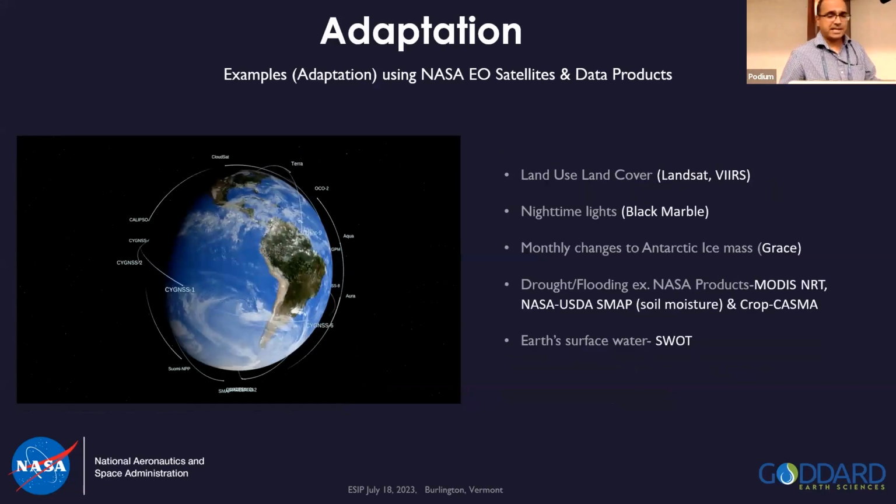And on the adaptation side of things, a few things are still similar. Some of the other ones where you have to take into account the changes to the land, land use and land cover, including Landsat, VIIRS. Again, a lot of these downscaled level 5 products and above and beyond are also available. There's nighttime lights, which Bob just mentioned, and monthly changes to Antarctic ice mass from GRACE. Again, still very relevant in terms of what final or downstream products it can produce. Drought and flooding with MODIS and RT, and also Earth surface water, the newest SWOT mission.